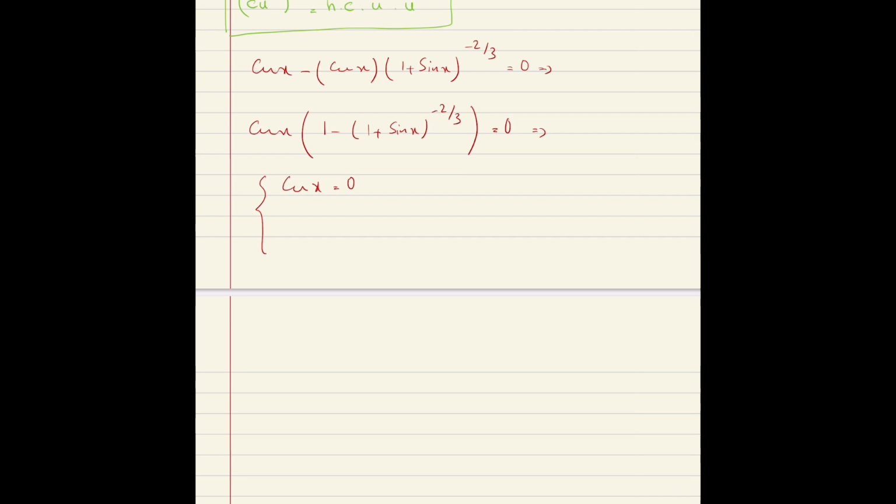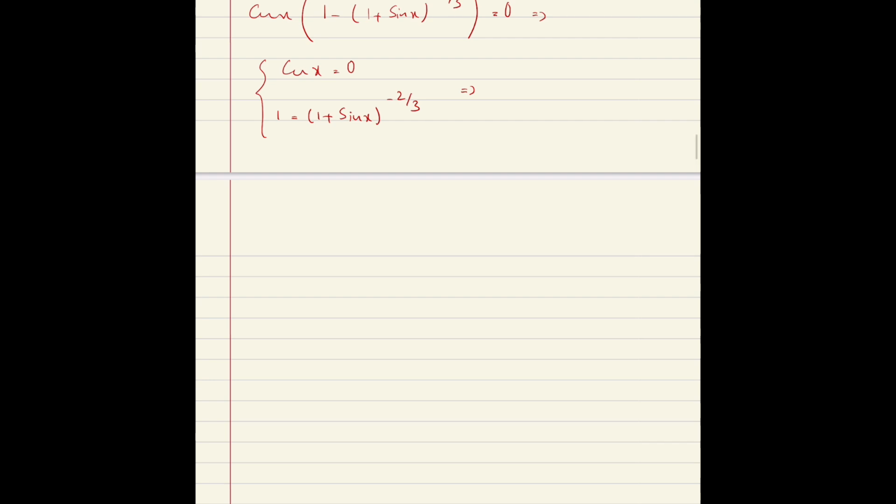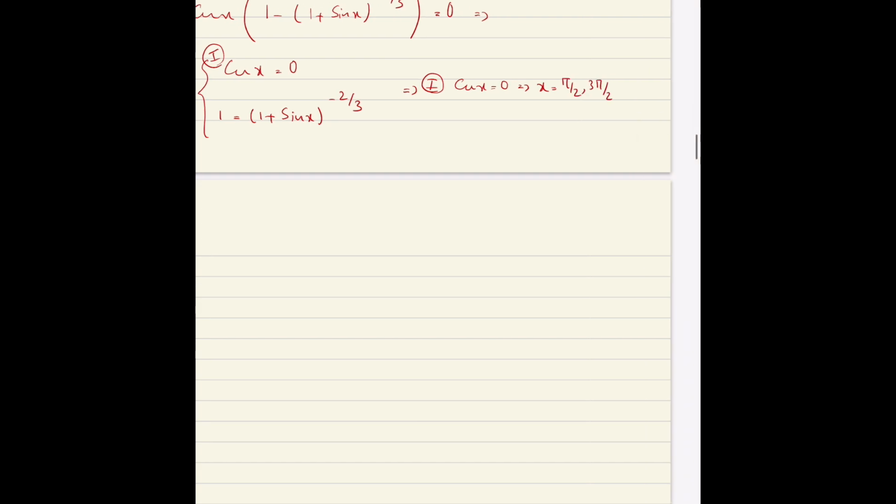So it's either of these two cases, or maybe both of them. Cosine x equals 0, or 1 is equal to (1 plus sine x) to the power negative 2 over 3. As for the first part, if cosine x is equal to 0, the x's that could be our answer are pi over 2, 3 pi over 2, 5 pi over 2, etc.